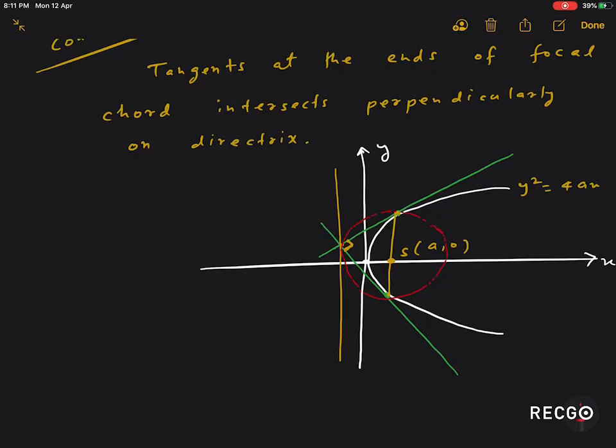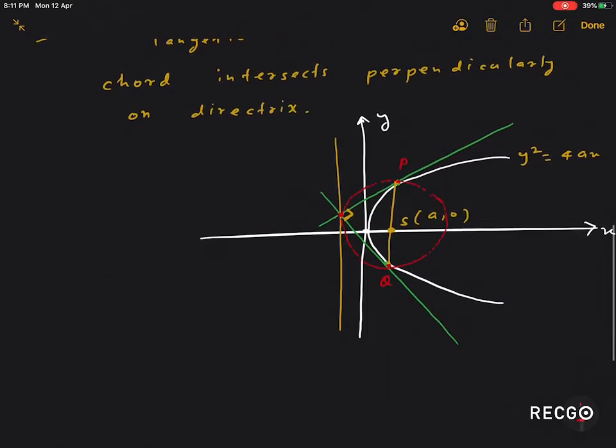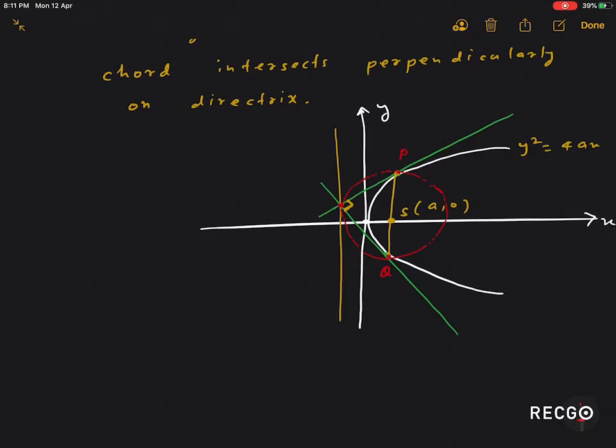And this is very obvious, because if any chord of a circle subtends 90 degrees at any point on the circumference, then that chord must be the diameter of the circle. And this is very clear to all of us that if I assume this focal chord, let's say the focal chord is PQ, as the diameter and draw a circle, then the directrix will be the tangent of this circle at the point where these two tangents of the parabola are intersecting.